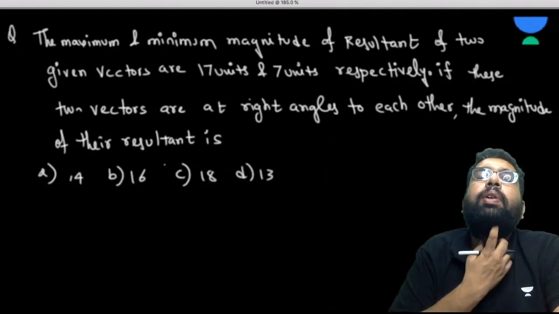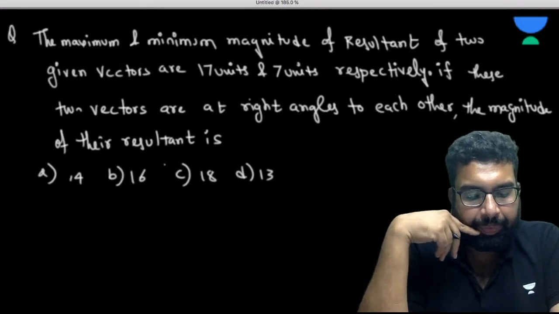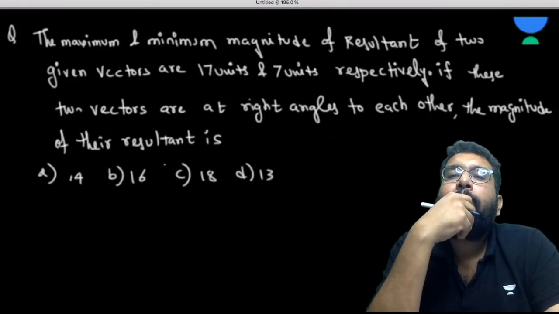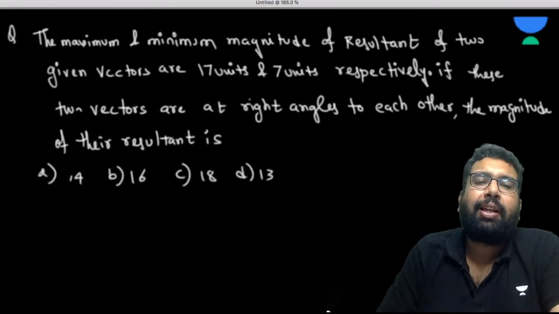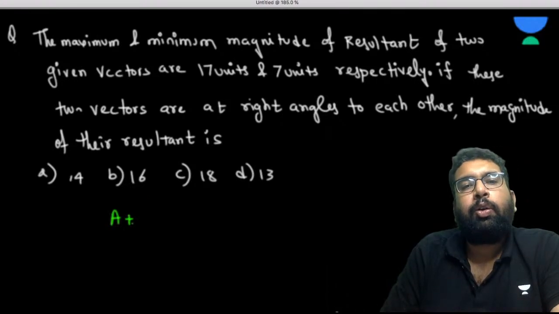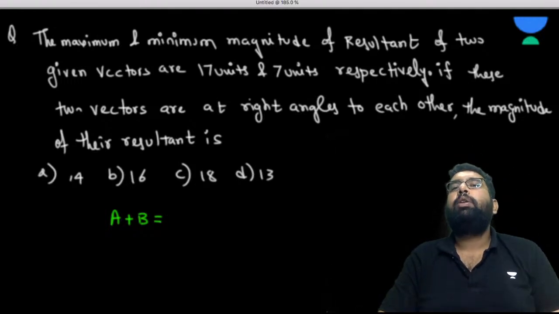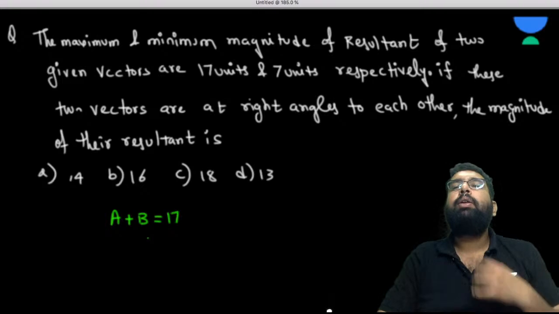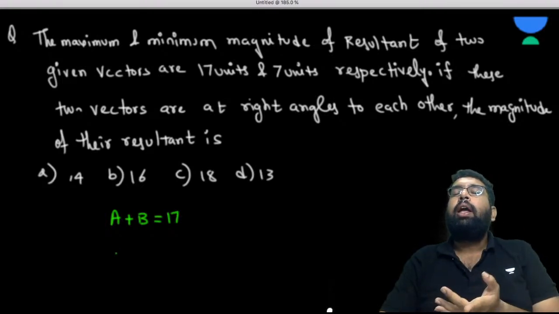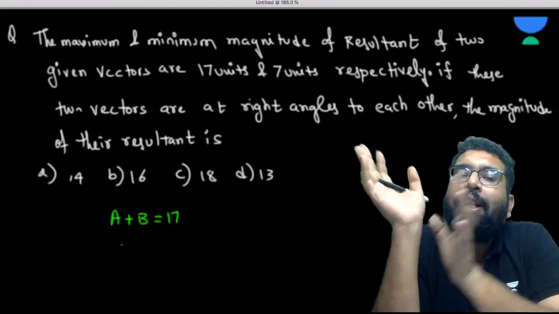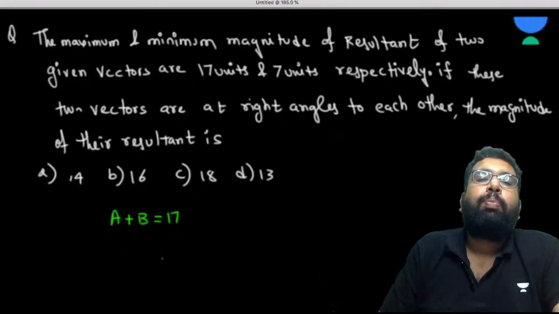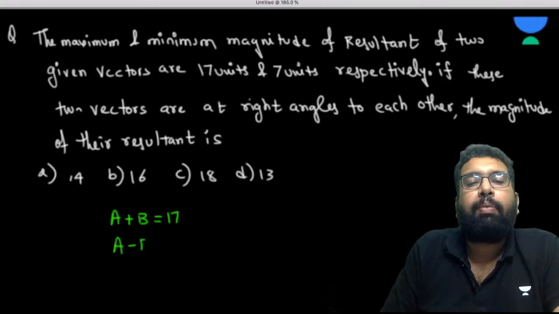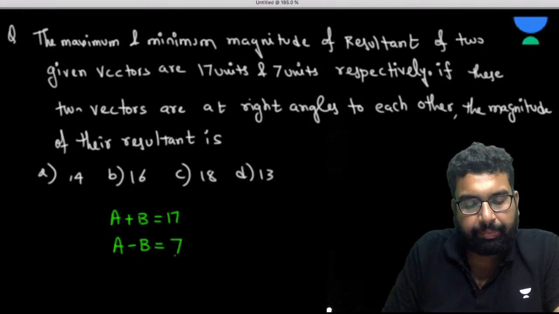Yeah, wonderful. So you have given the answer very quickly. Okay. So the maximum and minimum magnitude of the resultant of two given vectors are 17 and 7. It is a very simple question. There is nothing in this question. So let's suppose two vectors are A and B. The maximum magnitude of the resultant is A plus B, which is 17, and we know the maximum magnitude cannot be more than A plus B. Now the minimum magnitude is 7, and the minimum magnitude cannot be less than A minus B, right?